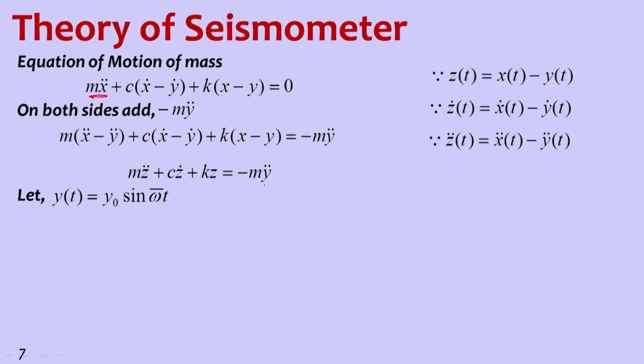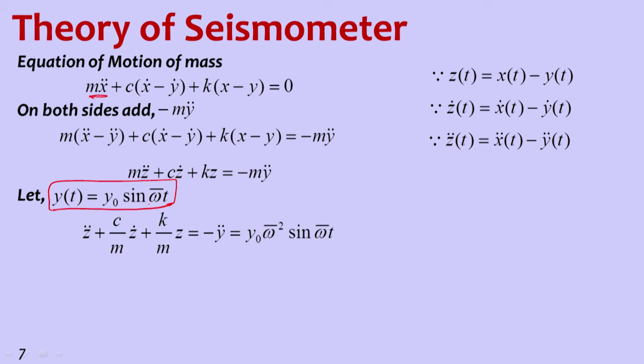Now comes the solution of it. So how do we solve this one? We will approximately assume that y of t is equal to y0 sin omega dash t, where y0 is the amplitude of ground displacement. So this omega dash is the forcing frequency, that is our ground frequency or frequency of the ground motion. So if we divide the above equation by mass, we get z double dot plus c by m into z dot plus k by m into z is equal to minus y double dot.